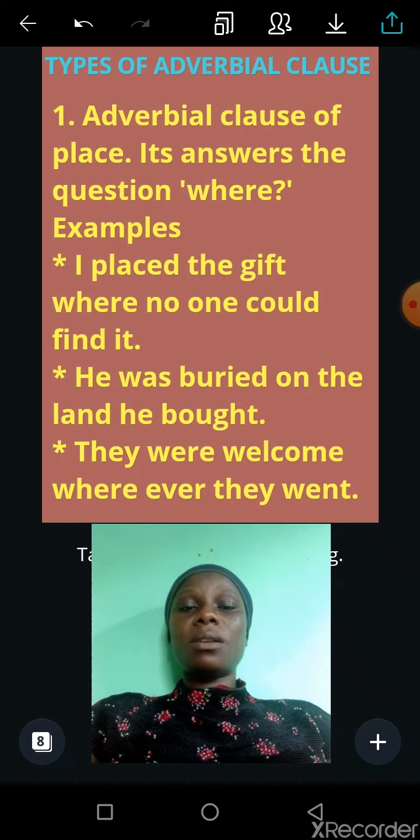Types of adverbial clause. The first one we want to look at is adverbial clause of place. It answers the question where. Examples in sentences. I placed the gift where no one could find it. Where did I place the gift? Where no one could find it. Therefore, where no one could find it is my adverbial clause of place. He was buried on the land he bought. Where was he buried? On the land he bought. On the land he bought is my adverbial clause of place. They were welcome wherever they went. Wherever they went is my adverbial clause of place.